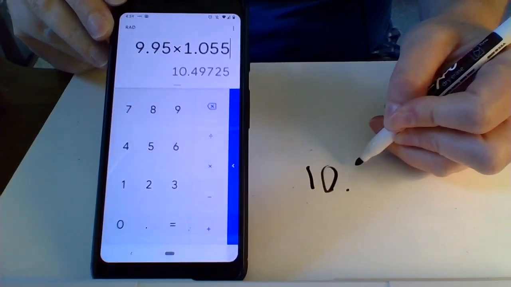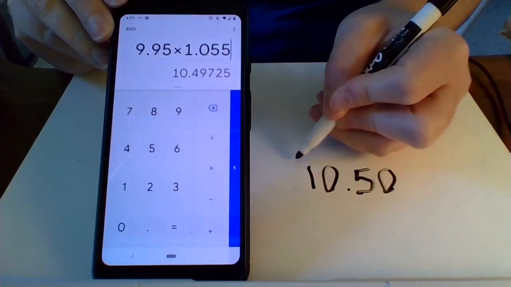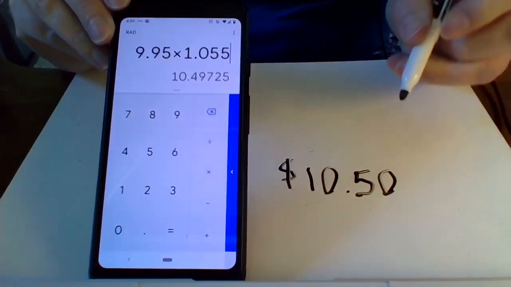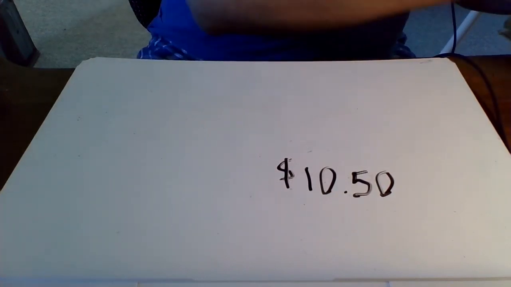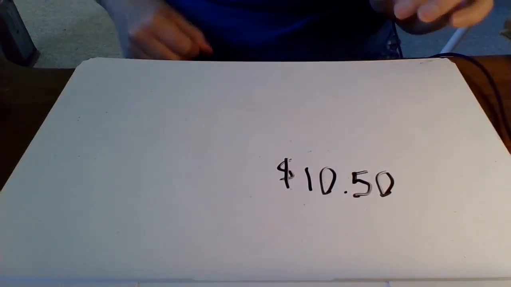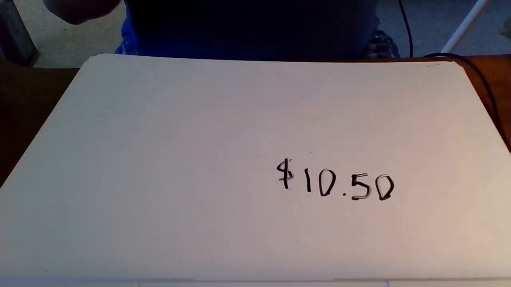So I'm looking at the 49, but then there's a 7 after it. So it's going to round up to $10.50 when you add on your tax. So that's one main reason to round.